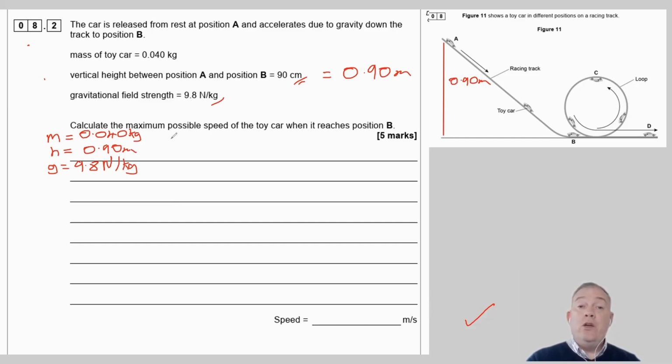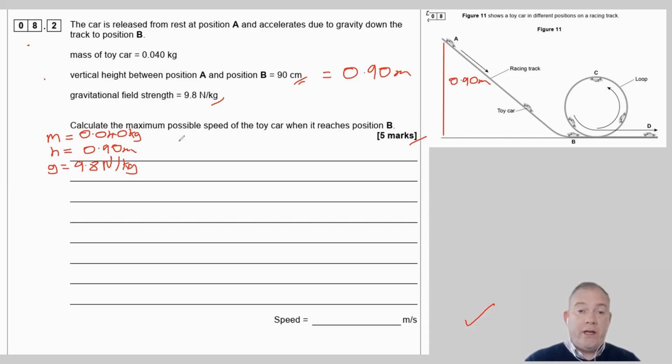Now, it's asking for the maximal possible speed, but this is a 5-mark question. When we see 5-mark questions in GCSE Physics, equation questions, we are going to need to use 2 equations, or sometimes we need to use 1 equation, but we need to use it several times. In this case, we're going to need to use 2 energy equations. So let's see what we've got.